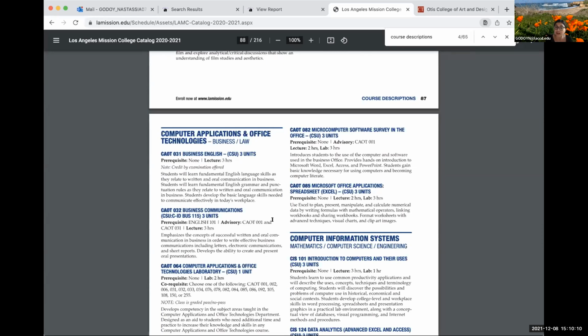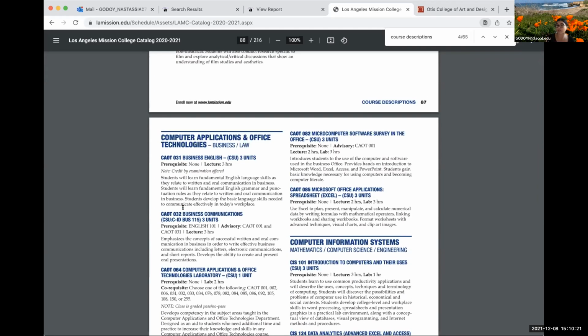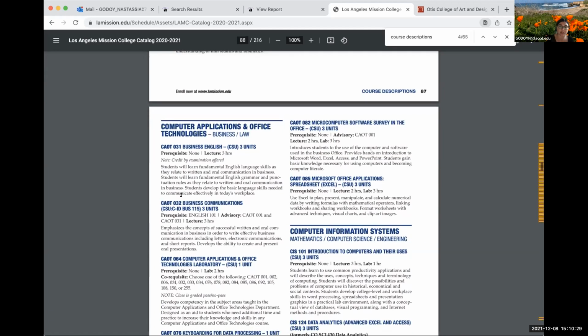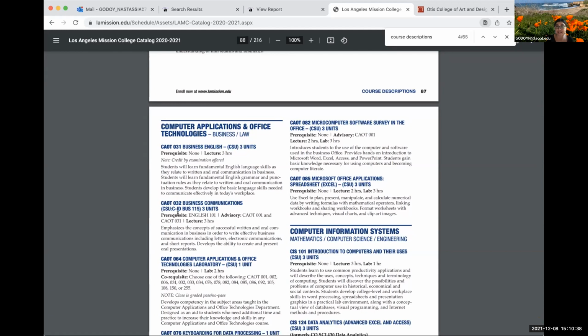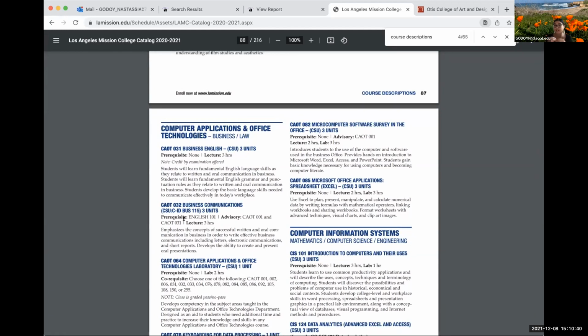It also has these advisory courses. When it says advisory, it means that the college is recommending you take these courses prior to taking this course because you're going to gain some skills that are going to help you be successful in that class. But it's not an enforced prerequisite, which means you'll still be able to enroll directly in this class without completing CAOT 1 and 31. However, I would absolutely need to complete English 101 before this class because it is a prerequisite. A prerequisite means it's enforced.